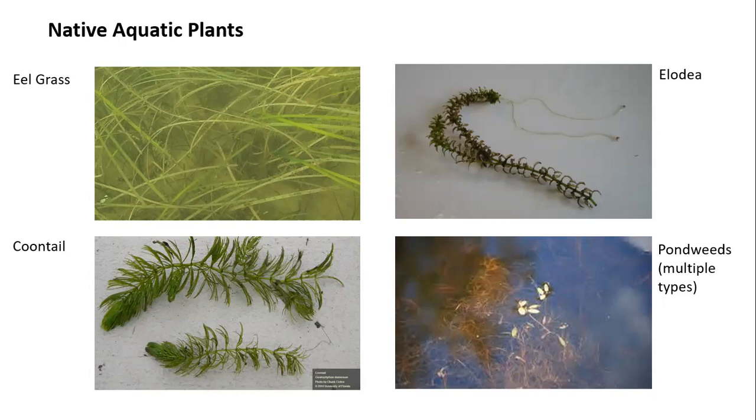Elodea, this is the one that we talked about that looks similar to Hydrilla or Brazilian waterweed. And then coontail in the lower left. This one can sometimes be confused with the milfoils. And then pondweeds. There are many different types of pondweeds present in the Finger Lakes region. Some of them you can see are submerged underneath the water, and others float on top of the water surface.